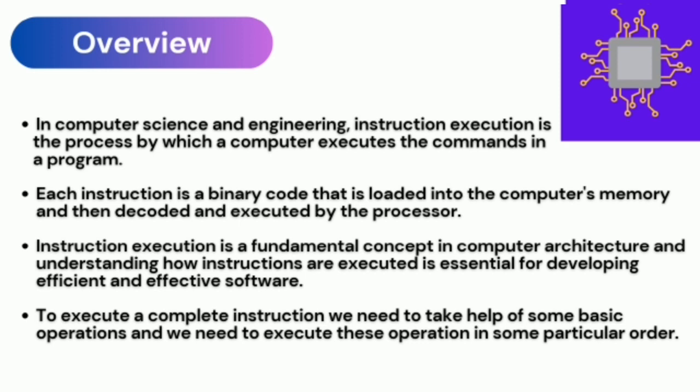To execute a complete instruction, we need to take help of some basic operations, and we need to execute these operations in a particular order. Then what are these operations? First one, fetch instruction. Second one, fetch first operand. Third one, perform addition. And the fourth one, load the result into the specific register. Let's understand by an example.